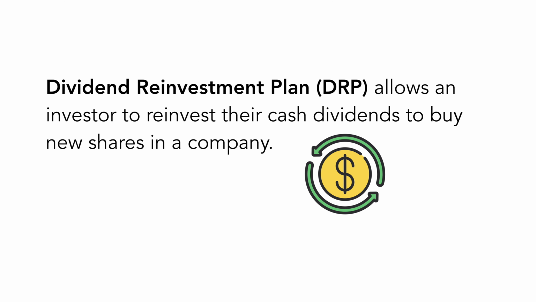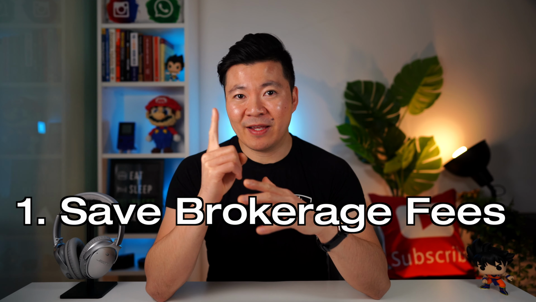So firstly, what is a DRP? A dividend reinvestment plan, or DRP for short, allows an investor to reinvest their cash dividends to buy new shares in a company. This is a good idea if you are a long-term investor because there are a number of advantages. One, you can save on brokerage fees.